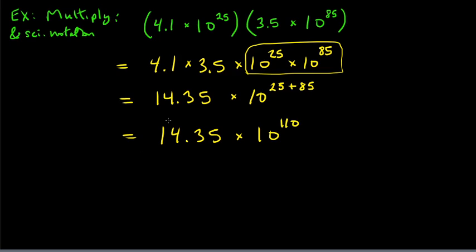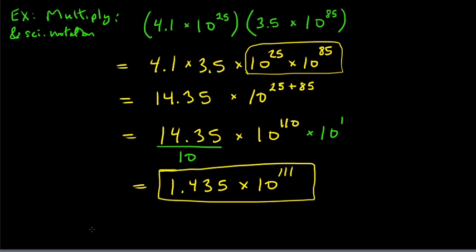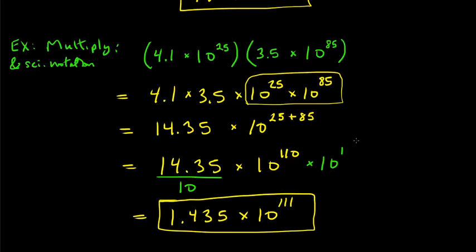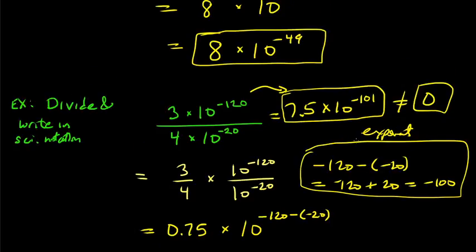We're not done because this is not scientific notation. You cannot have two digits in front of the decimal. We need to move the decimal once to the left, and that means divide by 10. And we can keep it the same number as long as we also multiply by 10, 10 to the power 1, if you like. So this becomes 1.435 times 10 to the 110 plus 1 is 111. And there we go.